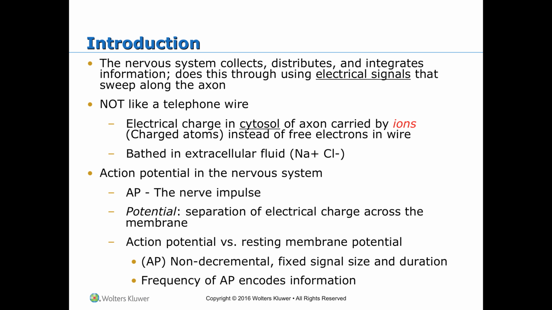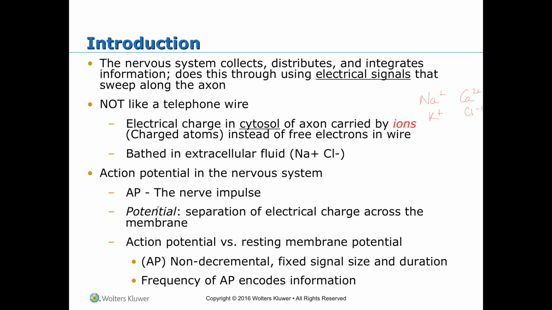In this class, very important ions to remember are sodium, which is Na+, potassium, which is K+, calcium, which is Ca2+, and chloride, which is Cl-, -1. And neurons are bathed in extracellular fluid, which is composed of Na+ and Cl- ions, or sodium and chloride ions.